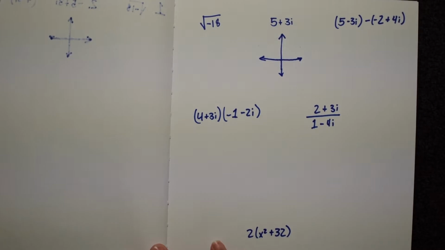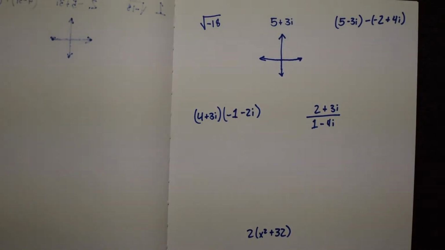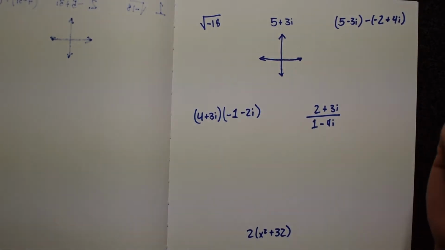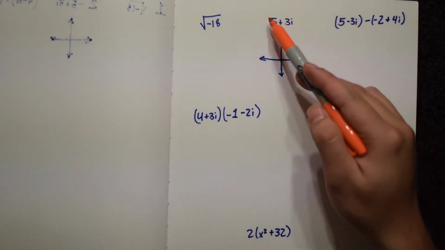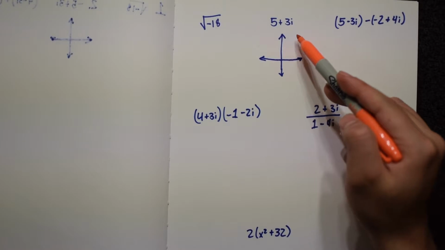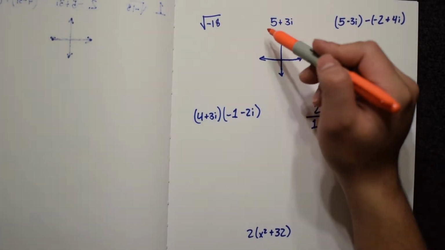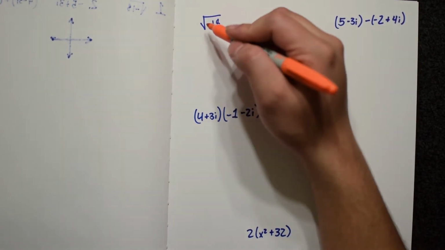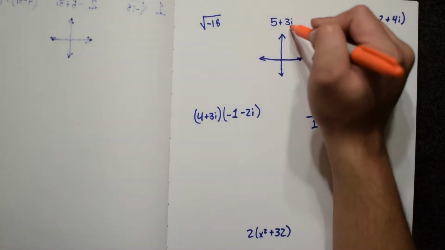So what we're going over right now is complex numbers. Now, complex numbers are basically numbers that have two parts to them. So we have a real part and an imaginary part, like you see in this example up here. Now, the imaginary part stems from the i that you see here.